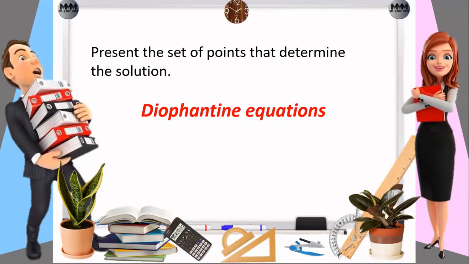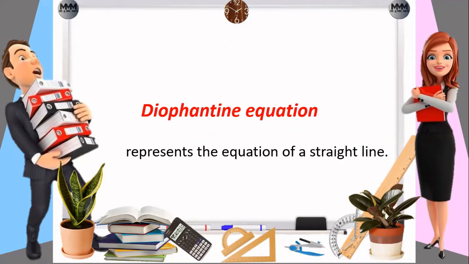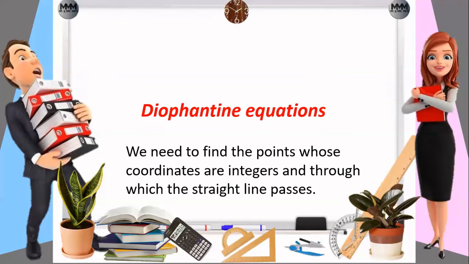Now, the goal is to present the set of points that determine the solution to this kind of equations. In geometrical sense, the Diophantine equation represents the equation of a straight line. That is, if we graph the Diophantine equation, the graph is a straight line. Here, we need to find the points whose coordinates are integers and through which the straight line passes.